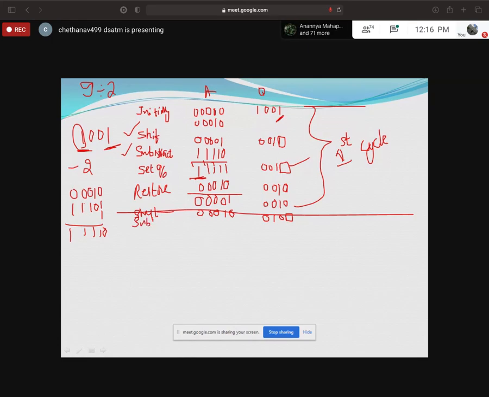What is the register A value? Can somebody give me the answer? Subtract. Subtract means what? What's the value I should subtract now? Give me the value. I'm going to subtract now from register A. What is that subtract value?